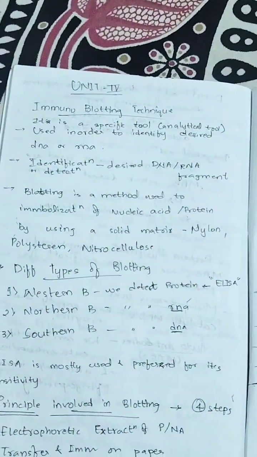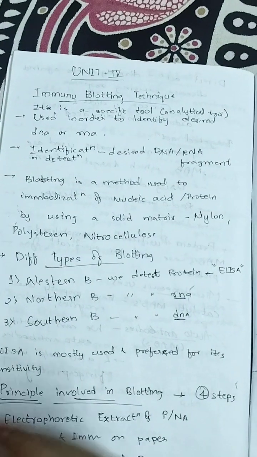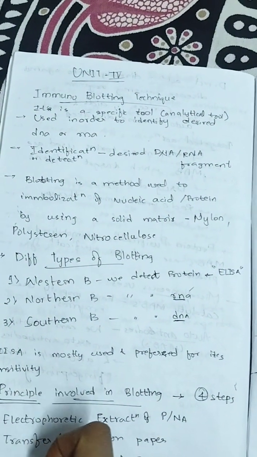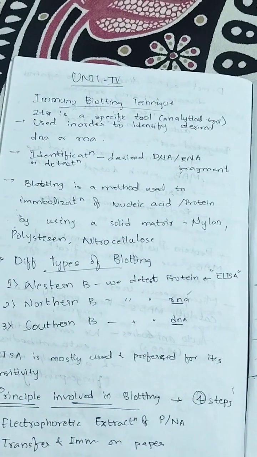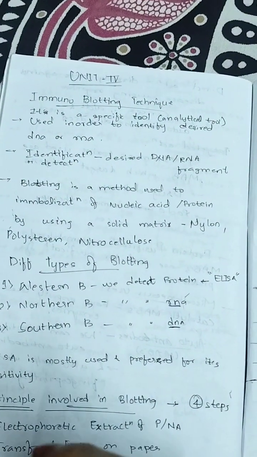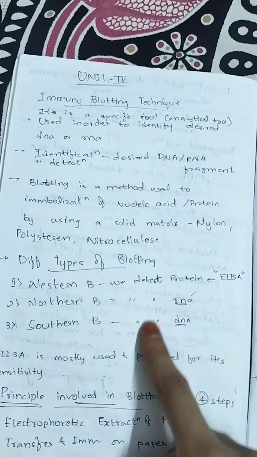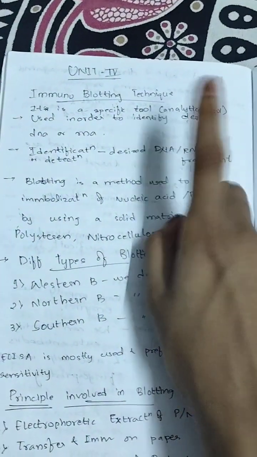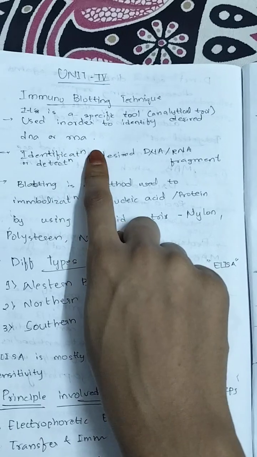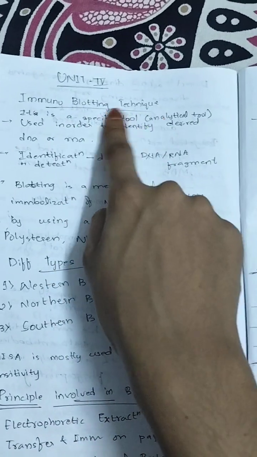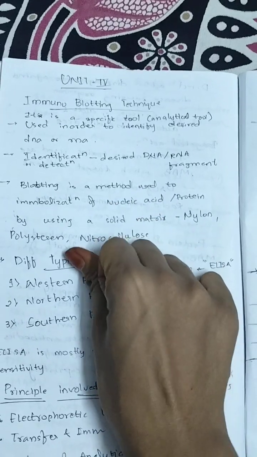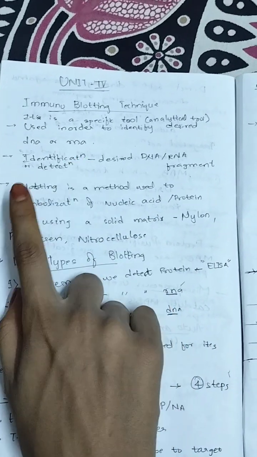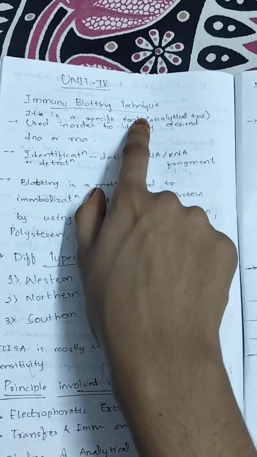What is the immunoblotting technique? The immunoblotting technique is a specific analytical tool which we use in order to identify desired DNA or RNA. To identify desired DNA or RNA, we use this technique. This is the definition of the immunoblotting technique.